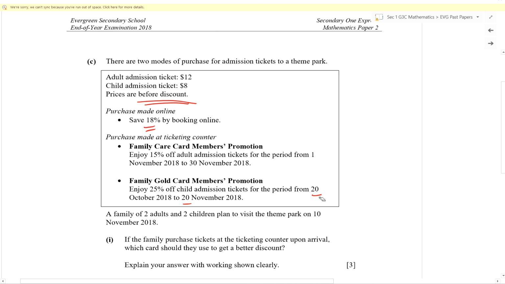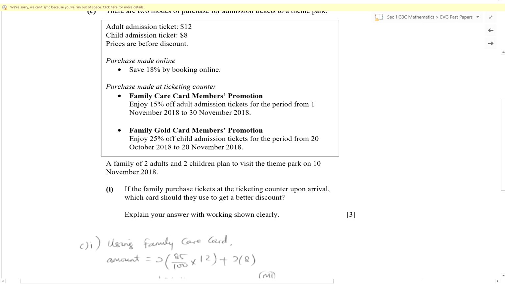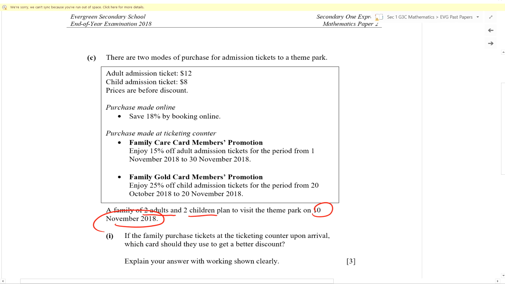Okay, so quite a bit of information over here, and I think we can understand all of them. So it's a question of deciding which is the better deal. So we've got a family of 2 adults, 2 children. They want to go on 10 November. Okay, let's see whether all the promotions are applicable. 10 November. This is from 1st to 30th November. Okay, we can choose this. This is from 20th October to 20th November. Yes, this is applicable also. So no dates given. This is also applicable.